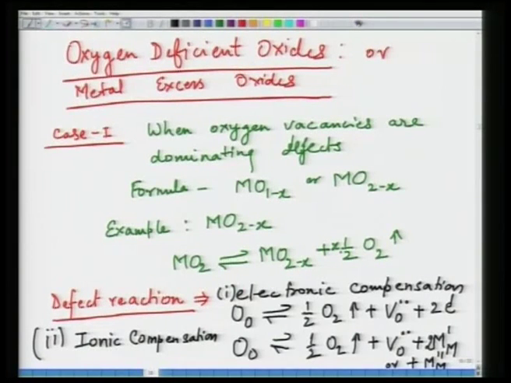And then we took various cases, starting with oxygen deficient or metal excess oxides. Case one was where we took oxygen vacancies as the dominating defect, and we established how the defects can be formed. You can have electronic compensation of defects, or you can have ionic compensation. Basically, in both of these cases, you will have formation of an oxygen vacancy coupled with either formation of quasi-free electrons, or reduction of the metal on the metal site.